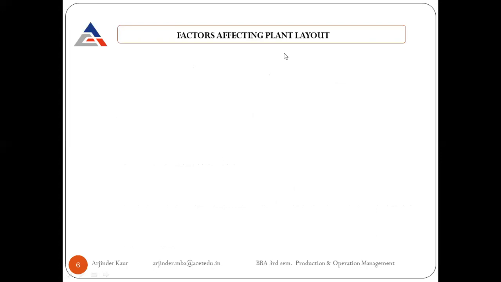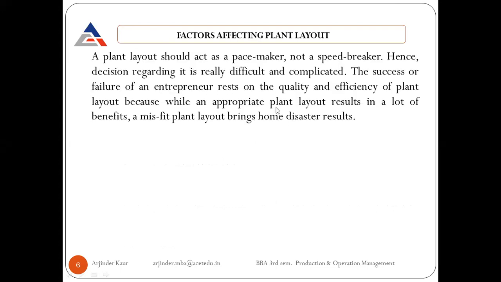Next are the factors affecting plant layout. A plant layout should act as a pacemaker. Pacemaker means speed maker, not a speed breaker. So plant layout is decided in order to improve the speed of working. It's not to break the speed of working. Hence, decisions regarding it are really difficult and complicated.